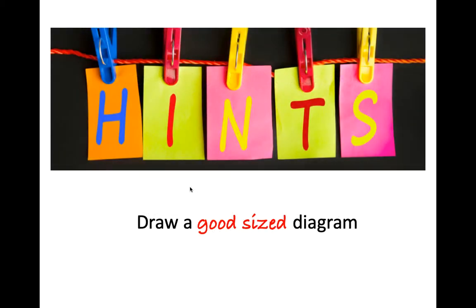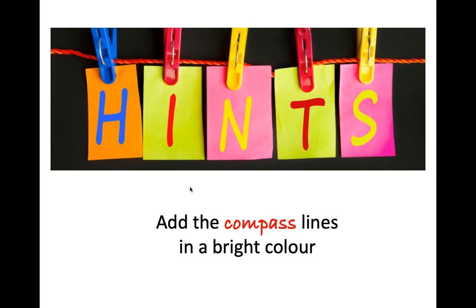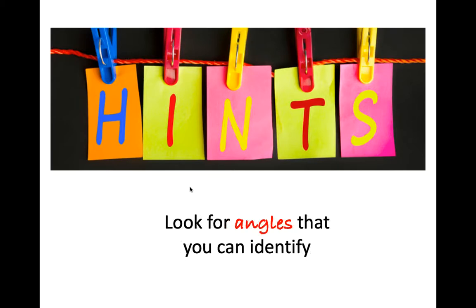So, in terms of getting some strategies for working on these problems, first of all, make sure that you make your diagram a good size. Use a ruler, take some time to draw it. The better your diagram is, the easier it's going to be for you to understand where to find the information you need. Always add compass lines, usually in another color with dotted lines, so that they don't get confusing with the actual lines of what you're drawing, but always include those compass lines. And then look for angles that you can identify. And think about parallel lines and perpendicular lines and supplementary angles and so on.